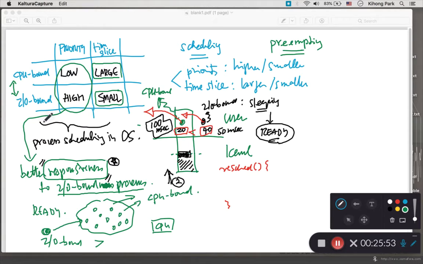And when the IO bound guy has a small time slice, it doesn't really matter that it has a small time slice, because if it's an IO bound guy, it's not going to need much CPU time to begin with. So this is plentiful. That's the idea.